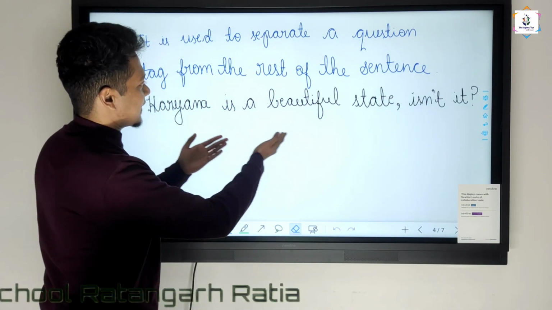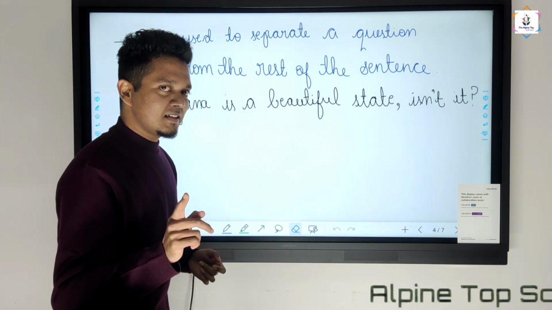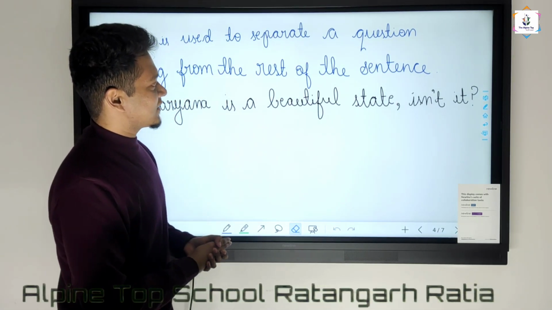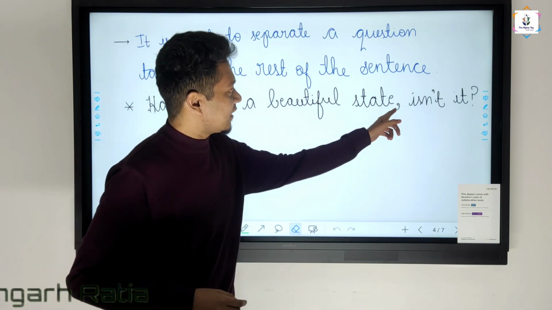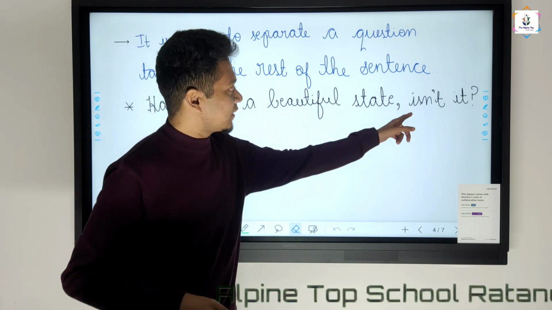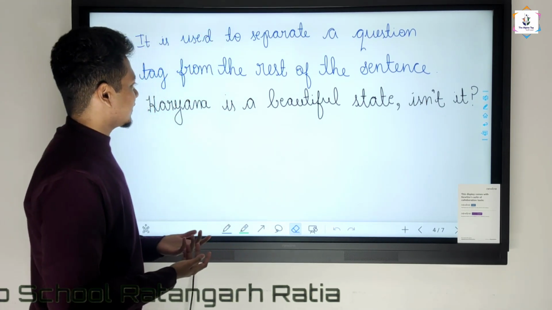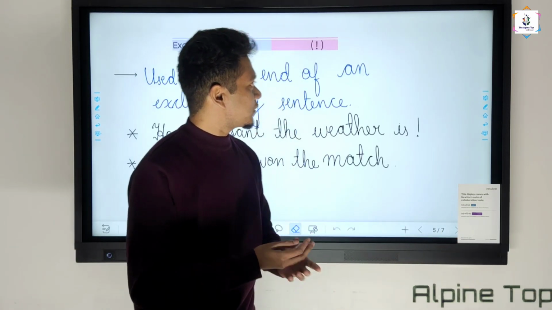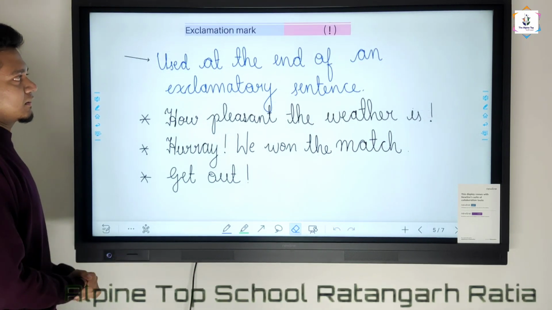Now there is a sentence, okay? It's an interrogative sentence, but we will see the use of comma in it. How? Haryana is a beautiful state, isn't it? So there is a comma right after beautiful state and in front of the question tag, isn't it? So we all agree that Haryana is really a beautiful place, isn't it, students? Don't you agree?